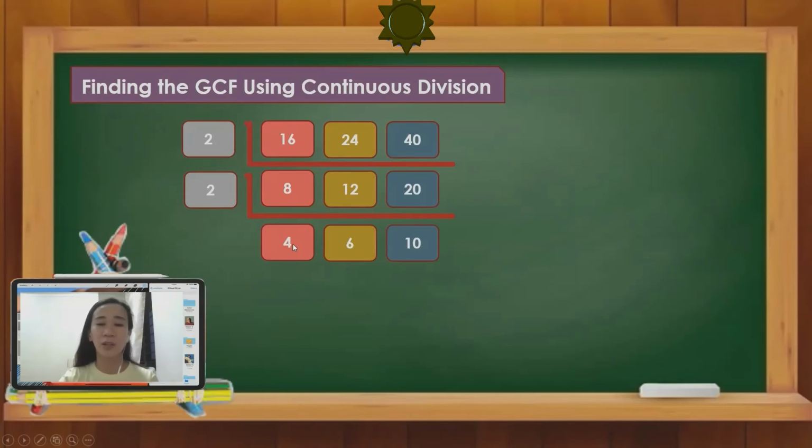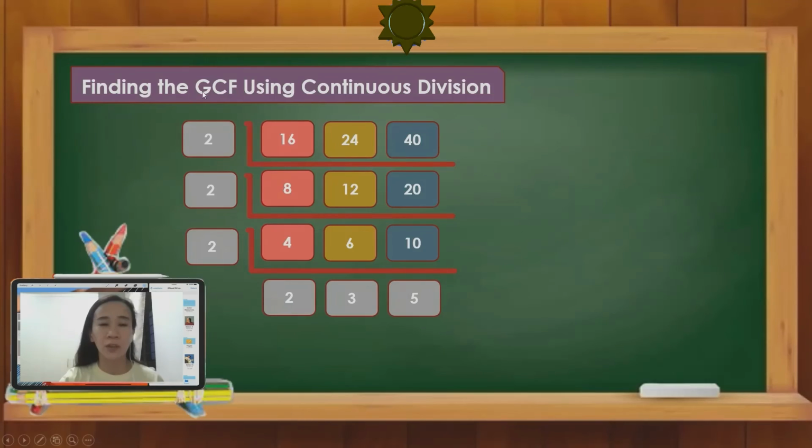Now, do you have any number that you can think of that can divide 4, 6, and 10? Yes, there is still the number 2. We can divide the 3 by 2. So, 4 divided by 2 is 2. 6 divided by 2 is 3. And 10 divided by 2 is 5. So, this side are the common factors of 16, 24, and 40. It means 16, 24, and 40 can be divided by 2. They can also be divided by 4. They can also be divided by 8. And of course, the 3 can be divided by 1.